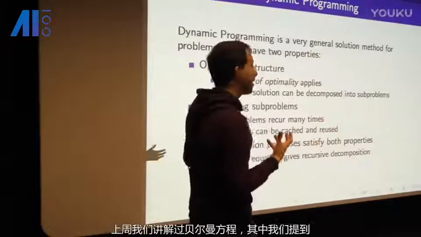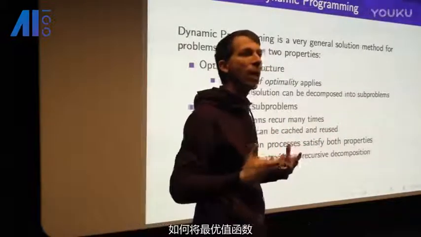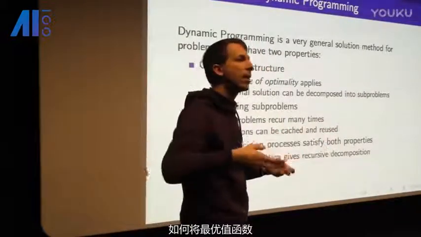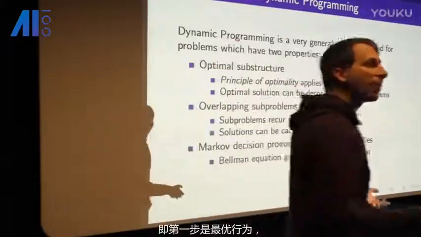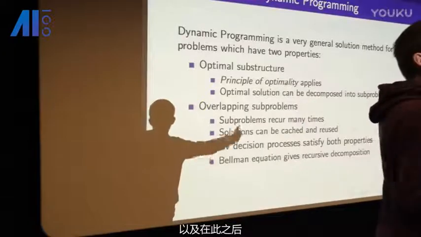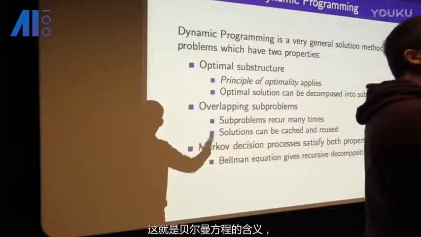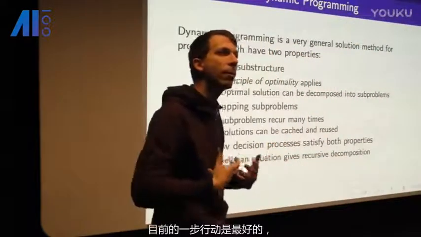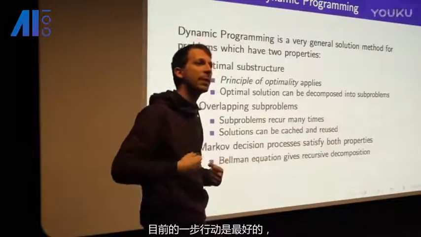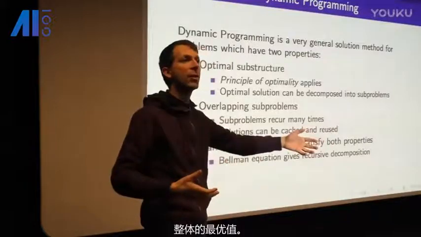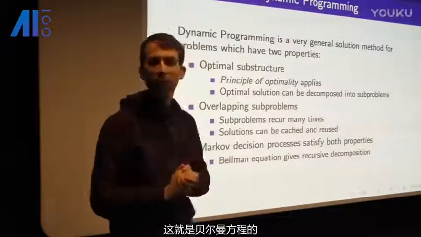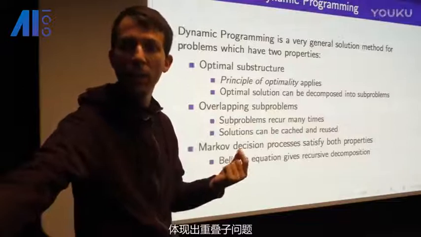So the Bellman equation told us last week, if you recall, how to break down the optimal value function into two pieces: the optimal behavior for one step, followed by the optimal behavior after that step. That's what the Bellman equation was telling us, that you can understand the overall optimal value from any state in terms of doing the best thing for one step and then the best thing for the remainder of your trajectory. Okay? So that's what the Bellman equation gives us, this recursive decomposition.